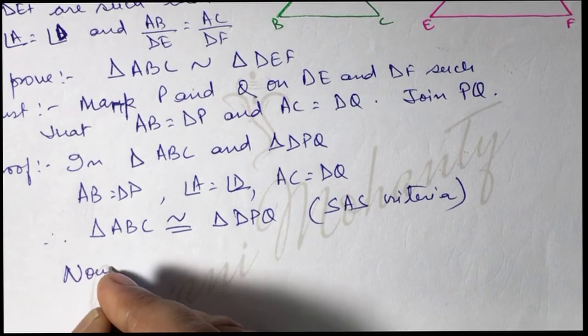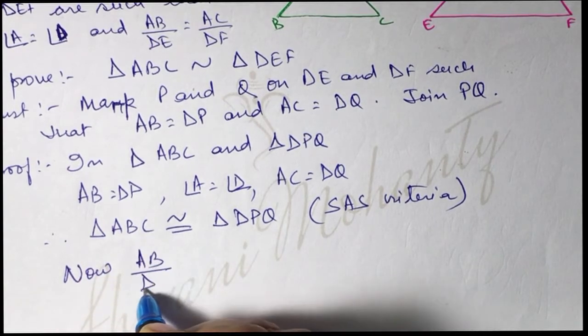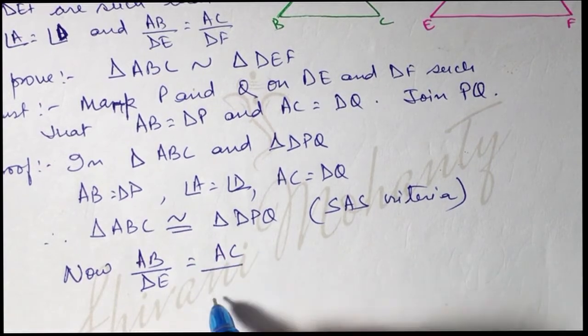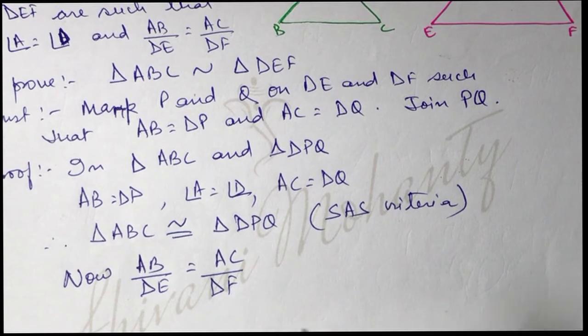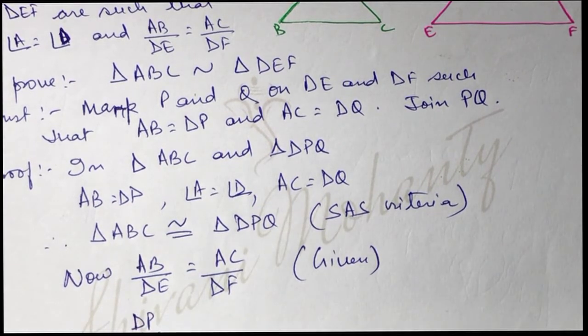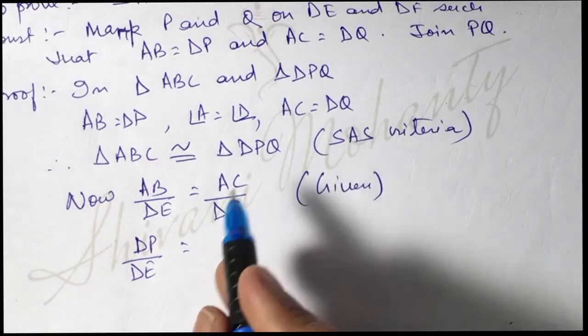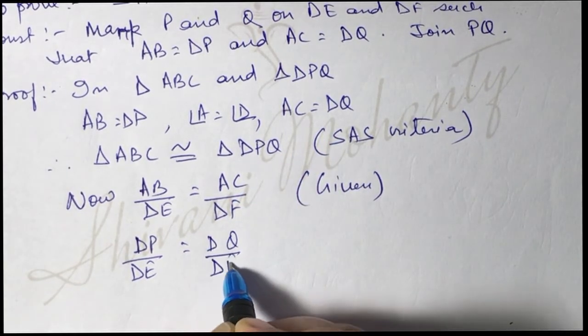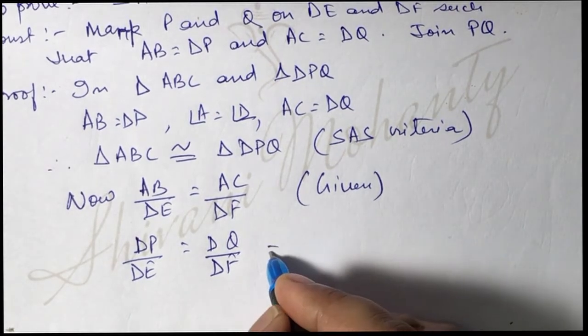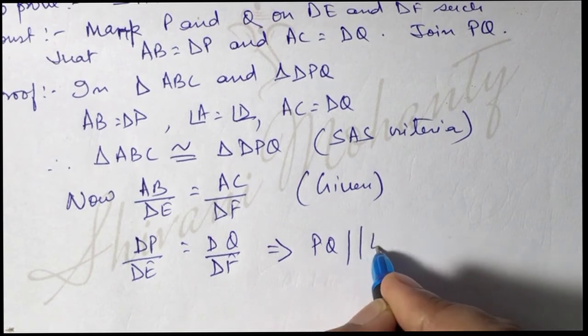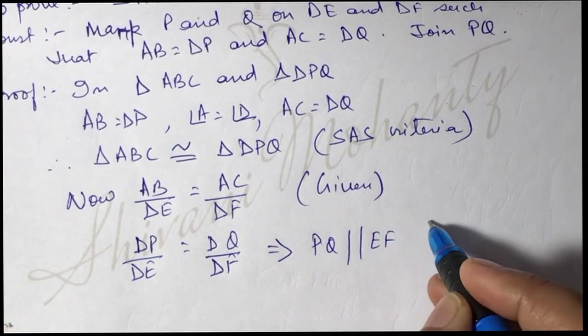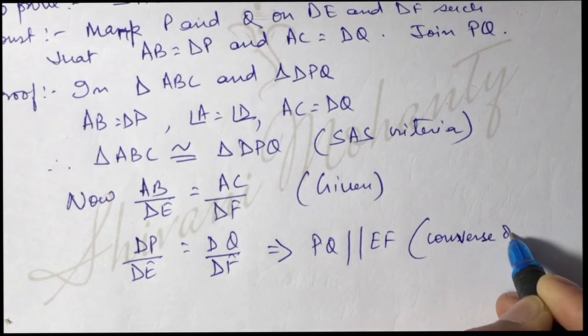Now you know that AB by DE is equal to AC by DF. How? Because this was given. Now what do you infer from this? How can you use it? In place of AB, you put DP. So DP by DE is equal to, in place of AC, I can put DQ, so you have DQ by DF. If this is the case, this tells us that PQ is parallel to EF. Now why? This is the converse of BPT.